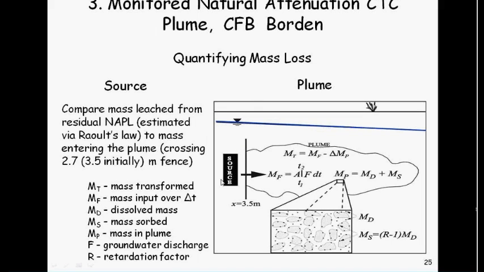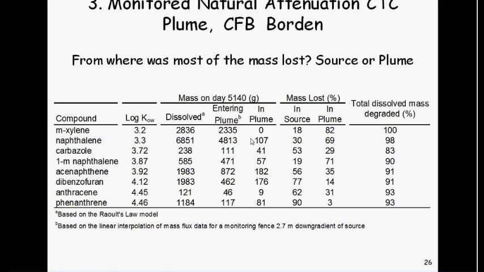And he estimated what was coming into the plume by applying Raoult's law to the source. Or sorry, what was leaching out of the NAPL was calculated by Raoult's law. What was surviving until it got in the plume was again done by the monitoring here and the changing concentrations over time. So let's go through it here.